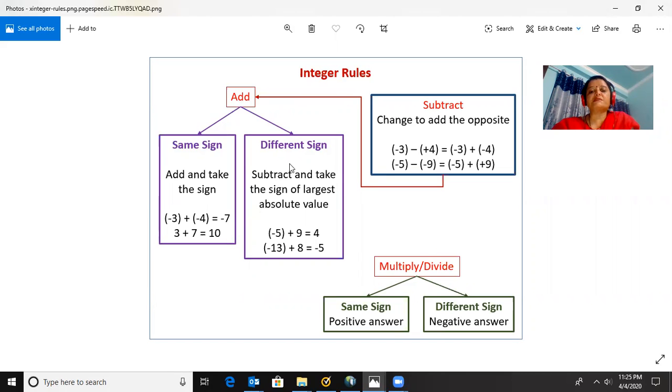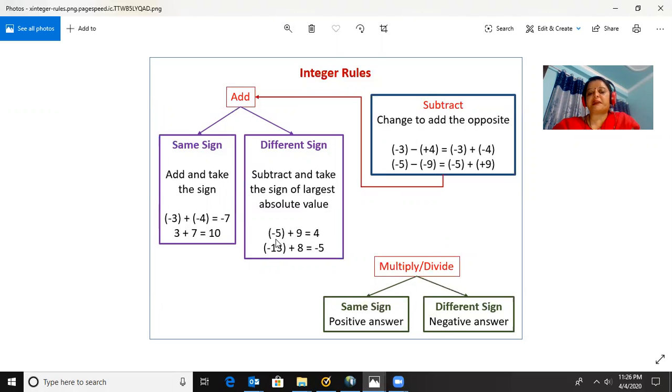Right? Now comes different sign. If one number is negative and one number is positive, first rule, you have to subtract. Again, I repeat, if one number is positive, one number is negative, you have to subtract and take the sign of the largest absolute value. Whatever is the largest number, its sign will be taken as the sign of the answer.